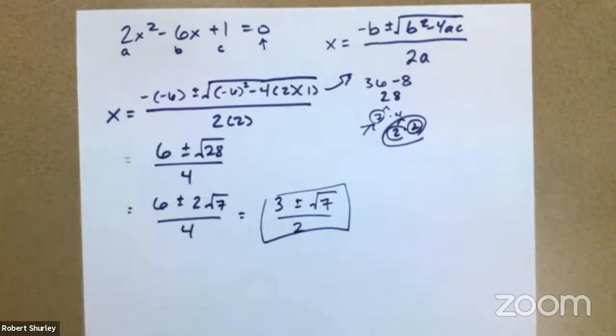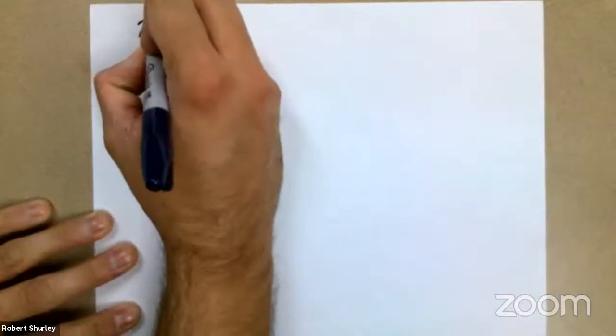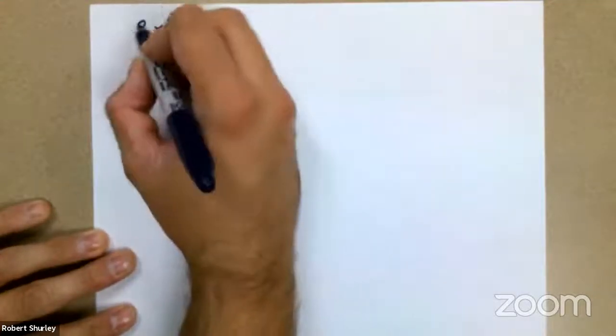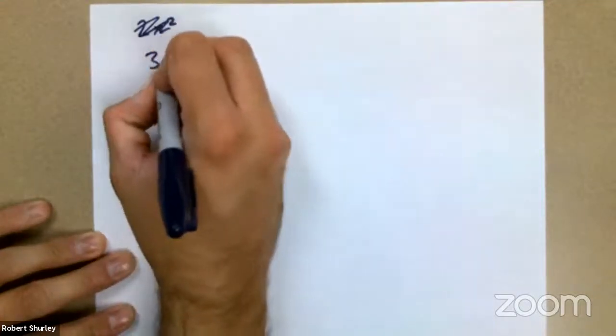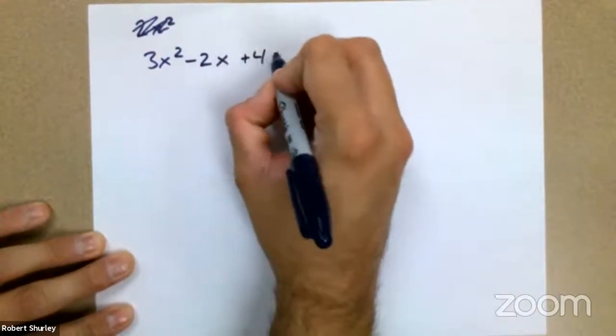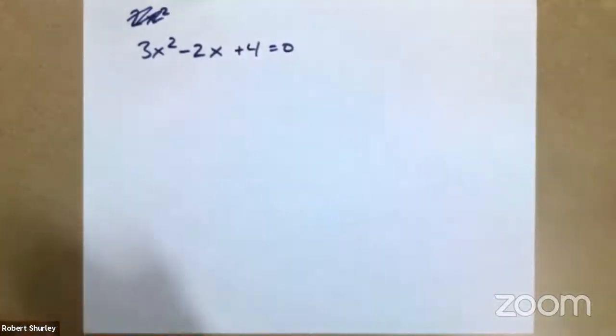Okay. Let's try another. Let's see here. Let's say we've got 2x squared. Actually, no, I lied. 3x squared minus 2x plus 4. So I want you to do this one beginning to end. So start this one out and work it through. I'll give you a few minutes, head start.